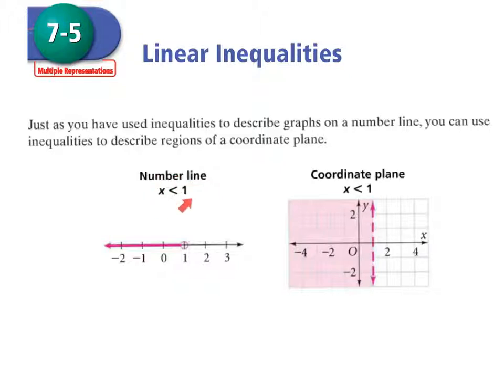Notice that here, x is less than 1 on a number line would look like this. Everything that is shaded less than 1 with an open circle on 1. But on a coordinate plane, you're going to shade everything less than 1. Now notice that your line is a dotted line. And the reason is, just like an open circle would represent that 1 is not a solution, a dotted line would represent any point on that line is not a solution of the inequality.